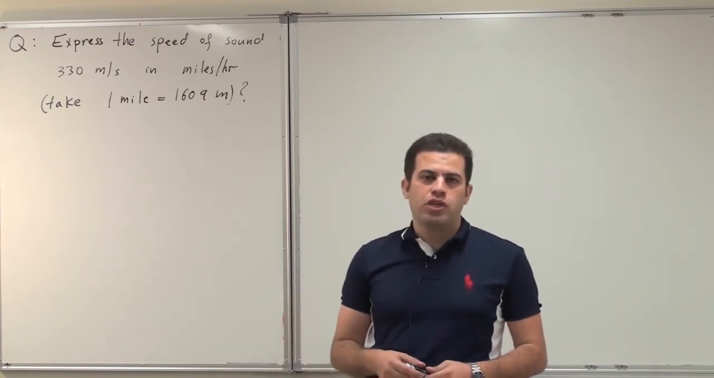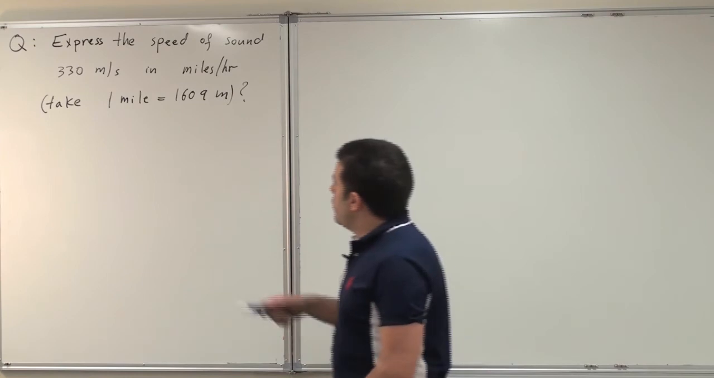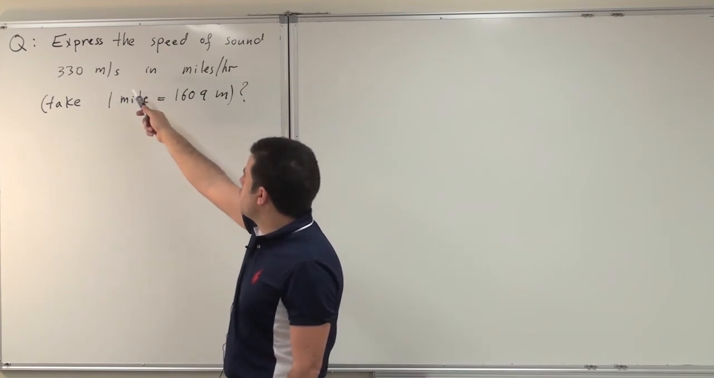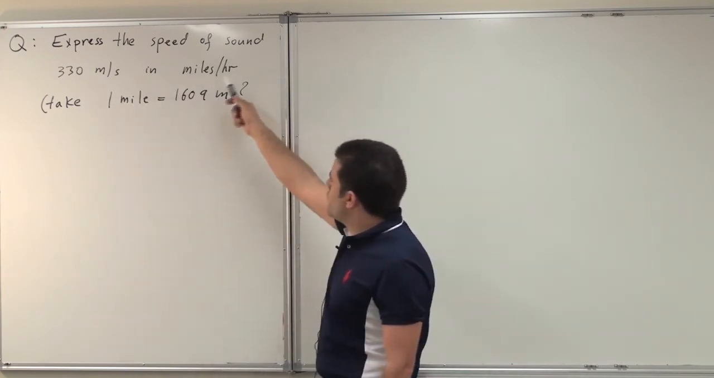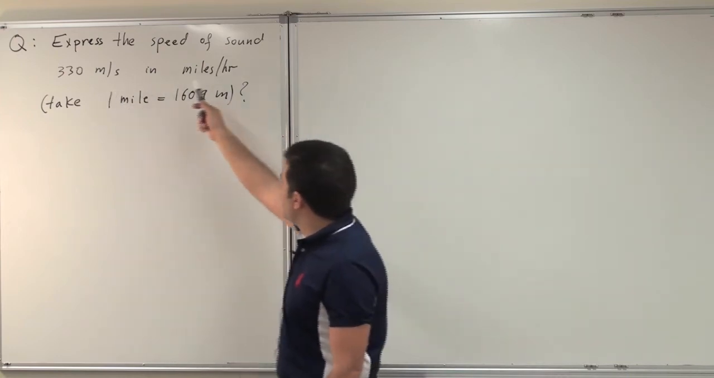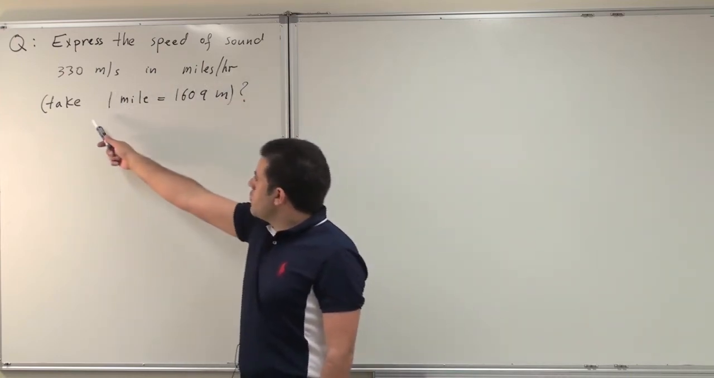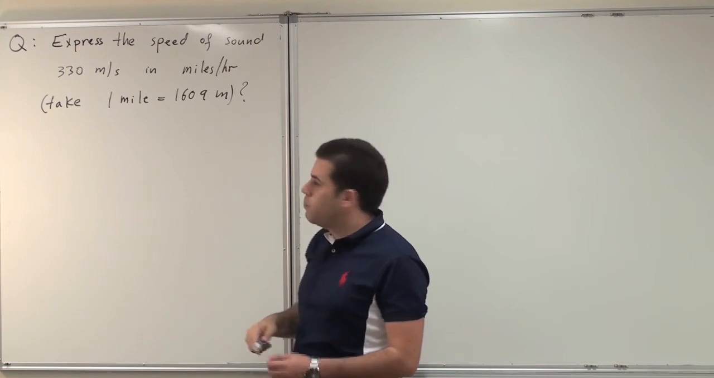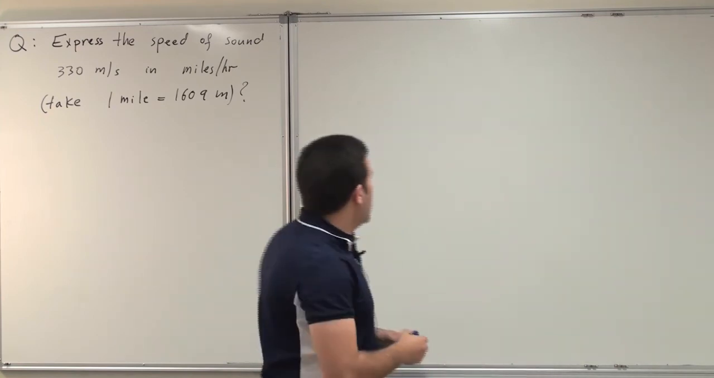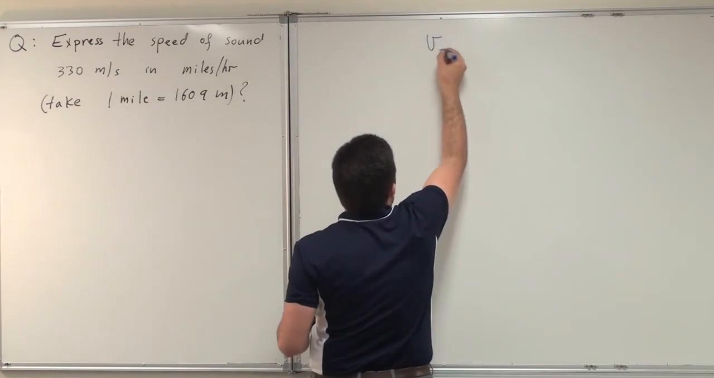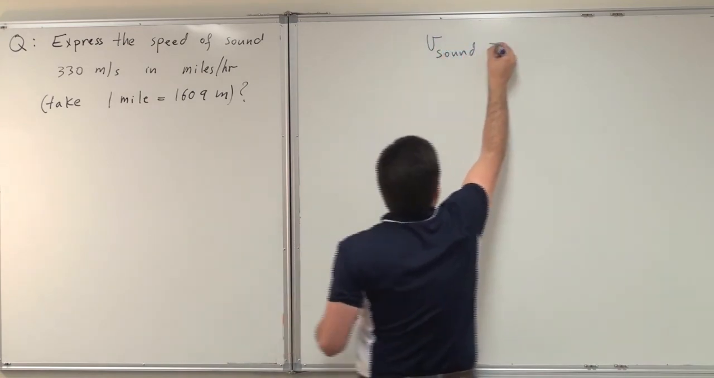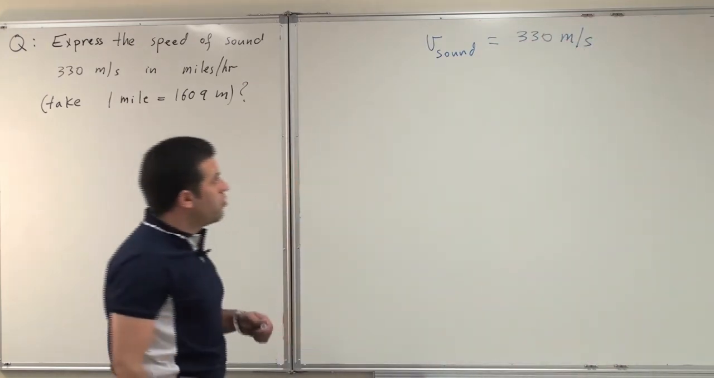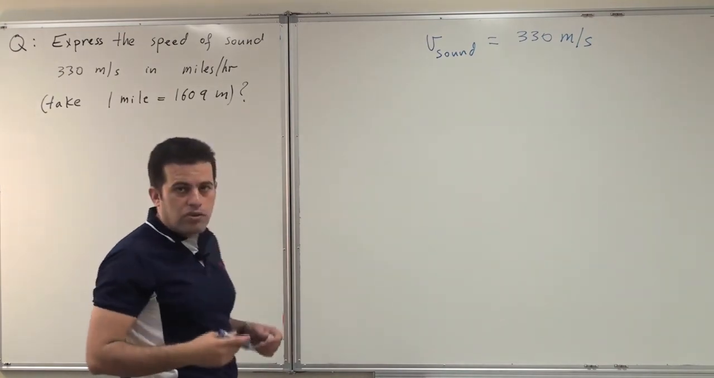Today we're solving problems from chapter 1 on unit conversion. The question reads, express the speed of sound, 330 meters per second. This is the speed of sound in air, in miles per hour. So instead of meter per second, I need to find it in miles per hour. There is a unit factor given here: 1 mile equals 1609 meters. So I start with the speed of sound in air as 330 meters per second, and I need to convert this speed into miles per hour.